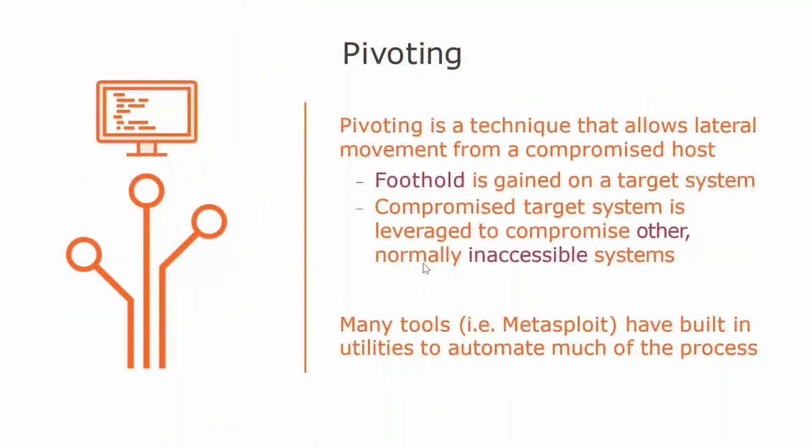Pivoting. Pivoting is a technique that allows lateral movement from a compromised host. A foothold is gained on the target system. The compromised target system is leveraged to compromise other, normally inaccessible systems. Many tools like Metasploit have built-in utilities to automate much of these processes.